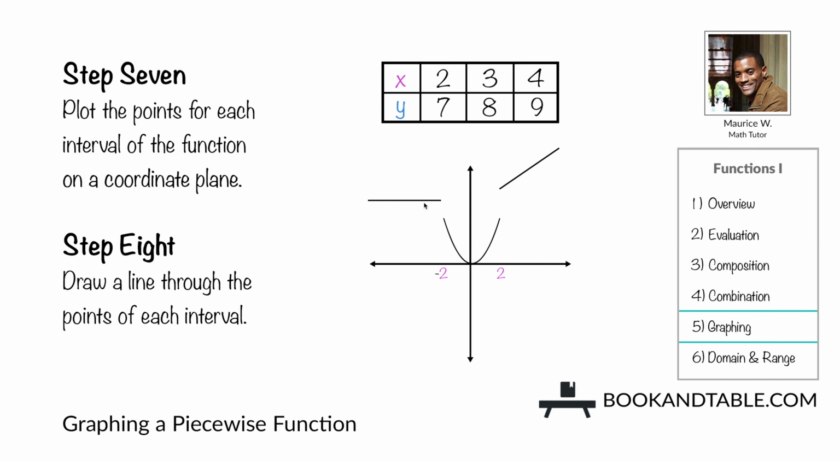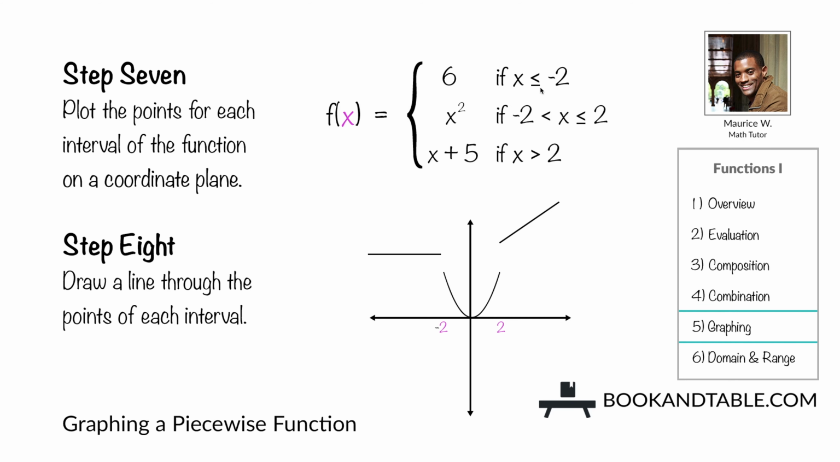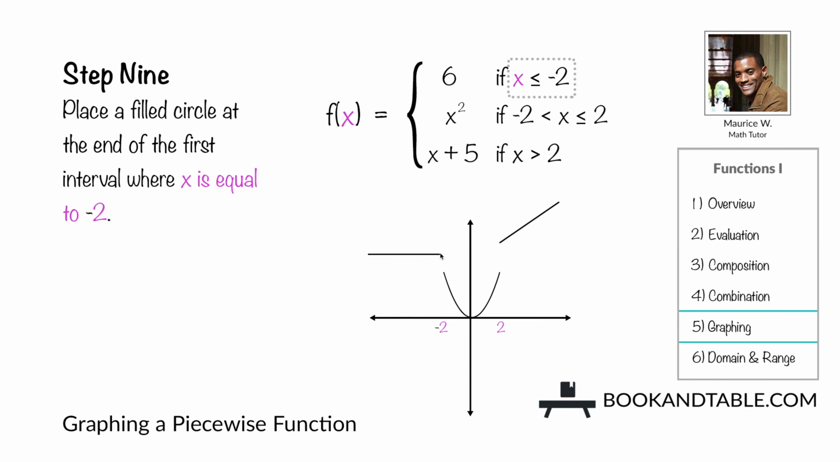And now that we have a sketch for all 3 intervals of this piecewise function, we want to take a look at the less than and greater than signs in the piecewise function to help us determine what types of circles we should add to the ends of each interval. So step 9, place a filled circle at the end of the first interval where x is equal to negative 2. This is because here it is x is less than or equal to negative 2. So at negative 2 along the x-axis, it is the first interval that has a filled circle.